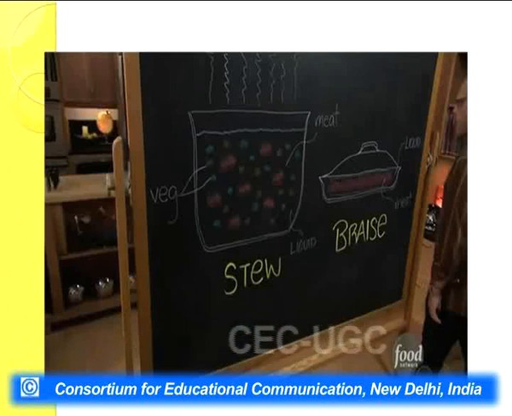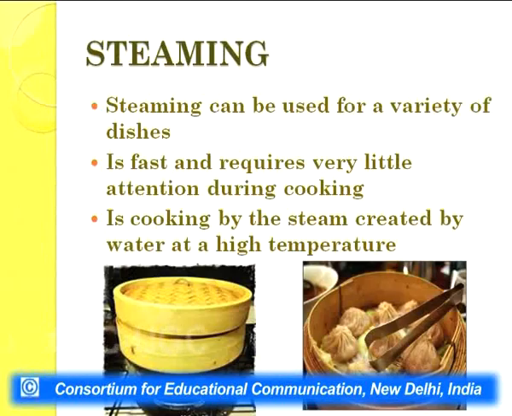So this is the picture of stewing and braising. Braising is covered and stewing is also covered, but sometimes covered and sometimes the lid is removed, and braising is done in the oven and stewing is done on top of the burner.